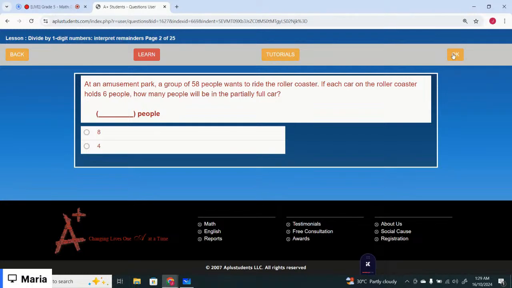The correct option is 4 because when you divide 58 by 6, 6 times 9 is 54. You have the remainder 4. The correct option is 4, not 8. You have to divide 58 by 6, right? So 6 times 9 is 54. You have the remainder 4. So the correct option is option number 2.